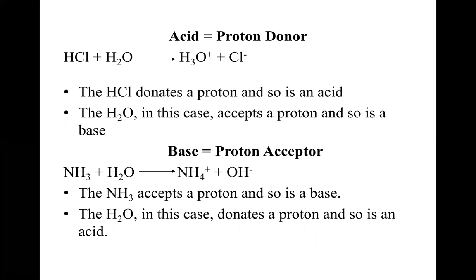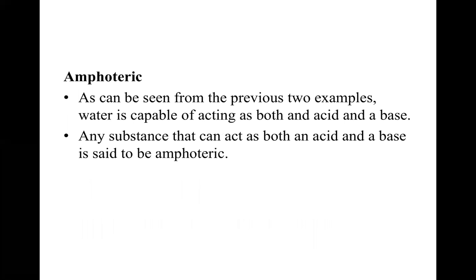Here again, a strong acid has a larger tendency to donate a proton. Like HCl in this case has a larger tendency to donate a proton, so it's a strong acid. Similarly, vice versa for the base. As can be seen from the previous two examples, water is capable of acting as both an acid and a base. So any substance that can act as both an acid and a base is said to be amphoteric. So water is a very good example of amphoteric nature.